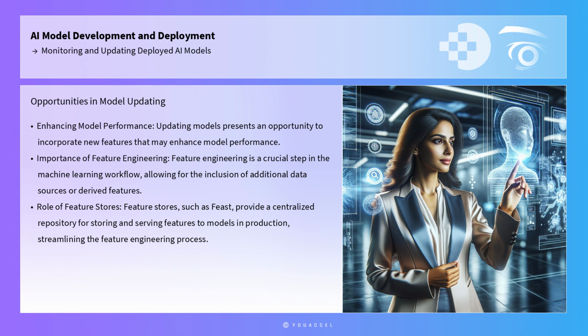Updating models also presents an opportunity to incorporate new features that may enhance model performance. Feature engineering is a crucial step in the machine learning workflow, and iterative updates allow for the inclusion of additional data sources or derived features that were not available during the initial model training. Feature stores, such as Feast, provide a centralized repository for storing and serving features to models in production, streamlining the feature engineering process and ensuring consistency across training and inference stages.